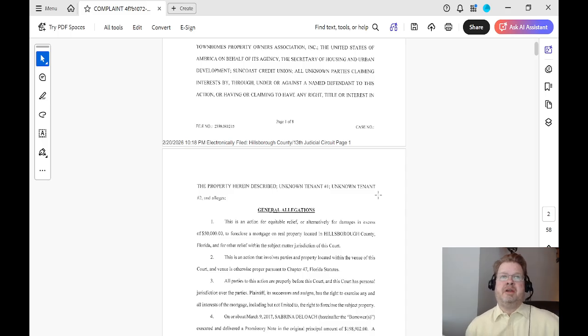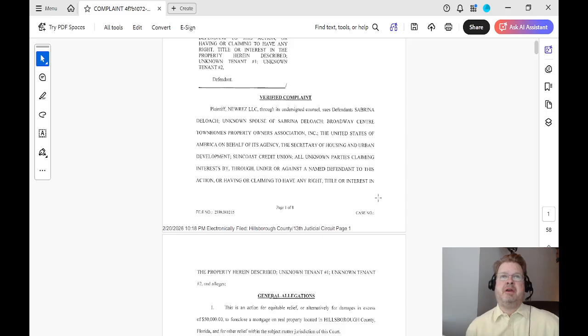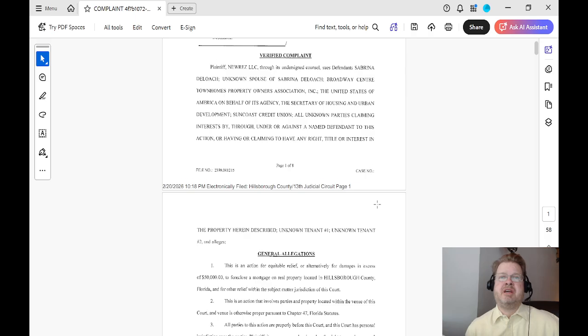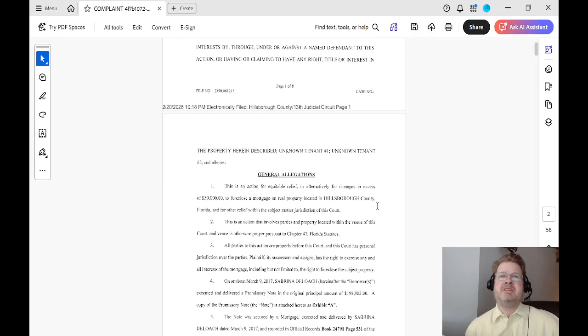So we start the complaint with an introductory paragraph that names defendant Sabrina Deloach, unknown spouse, the Townhome Association, which is called Broadway Center Townhomes, the United States of America, the Secretary of Housing and Urban Development, Suncoast Credit Union, and then all parties claiming interest by, through, or under or against the named defendant in this action, etc., then unknown tenants. What's the significance of all these parties being named?